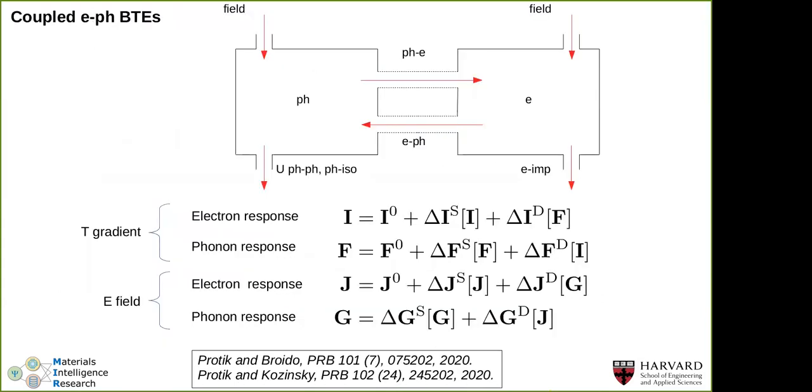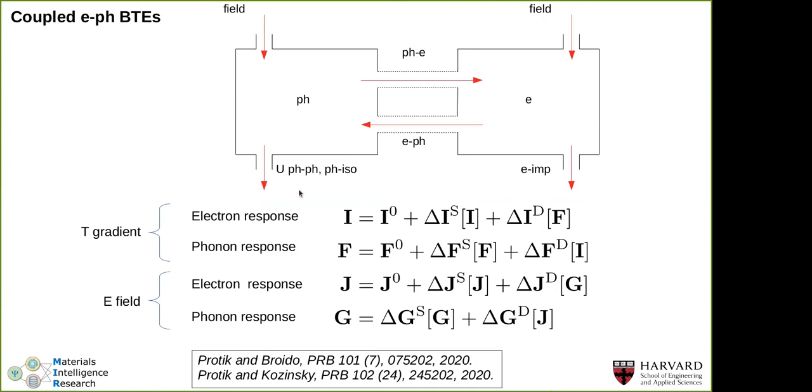The coupled set of electron-phonon BTEs can be presented schematically as shown here. The field that couples to your particles will pump momentum into the system, so into the phonon system or the electron system or both. And the phonon and the electron systems can exchange momentum via these electron-phonon and phonon-electron interaction mechanisms. They can also lose momentum via dissipative channels such as impurity scattering, phonon-phonon scattering, or phonon isotope scattering, etc.